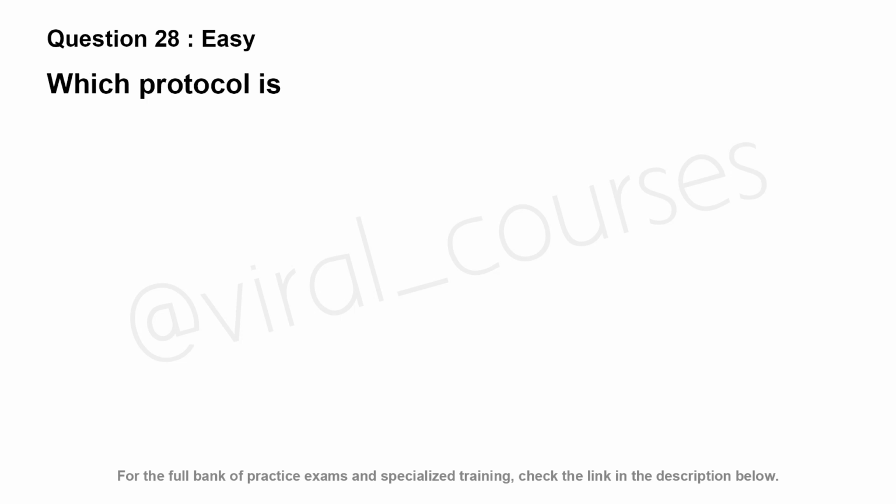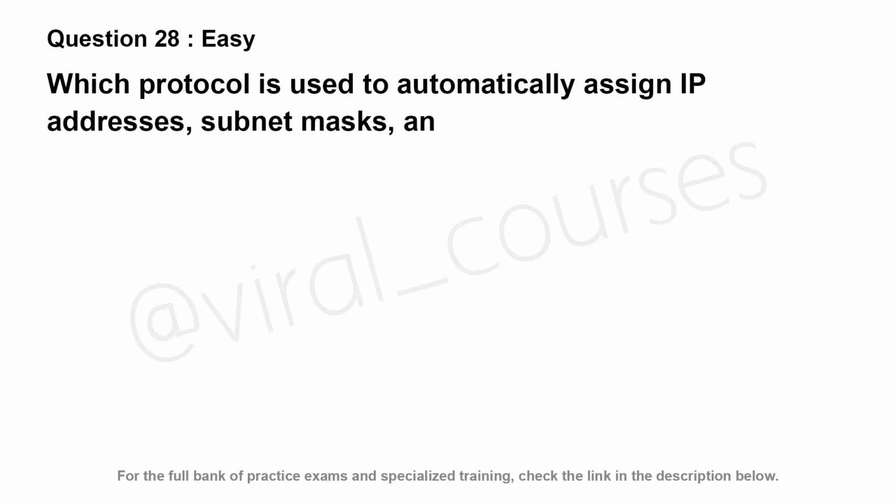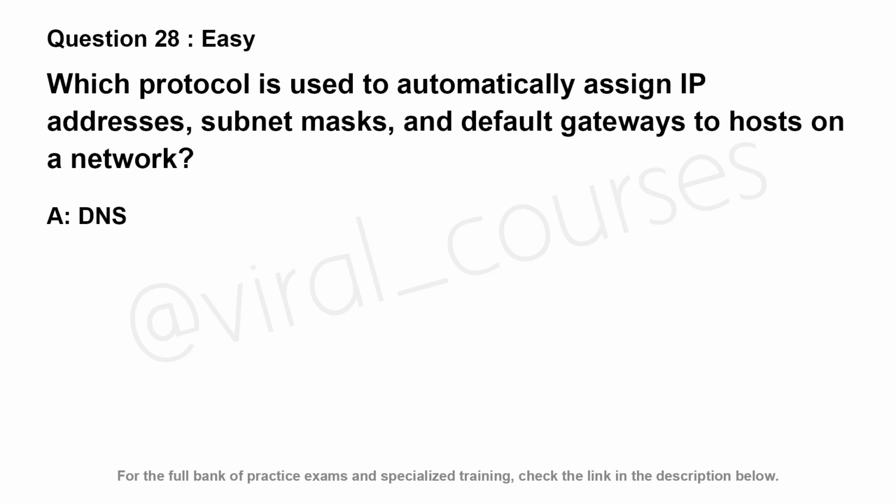Which protocol is used to automatically assign IP addresses, subnet masks, and default gateways to hosts on a network? Option A, DNS. Option B, DHCP. Option C, ARP. Option D, FTP.